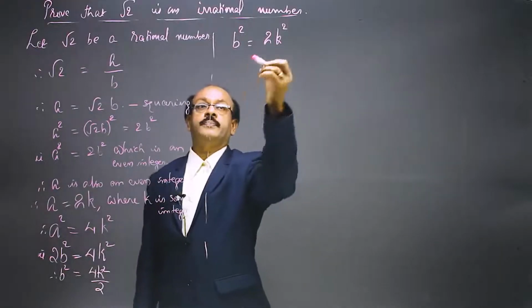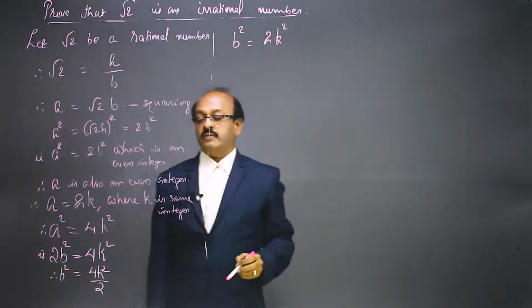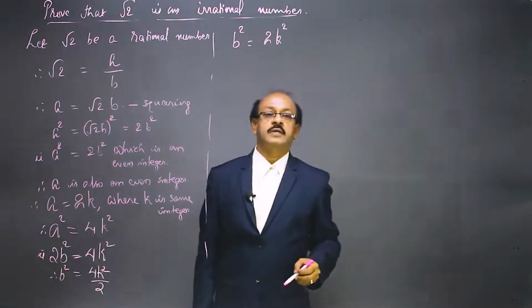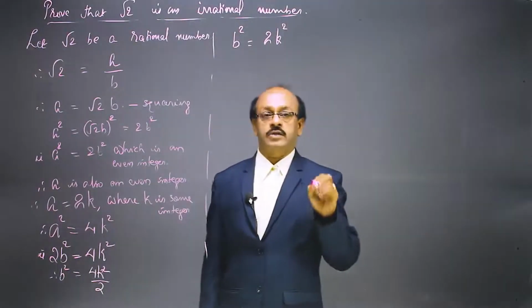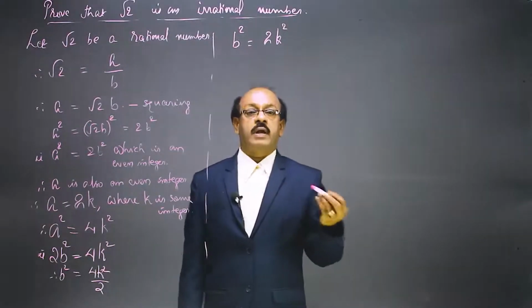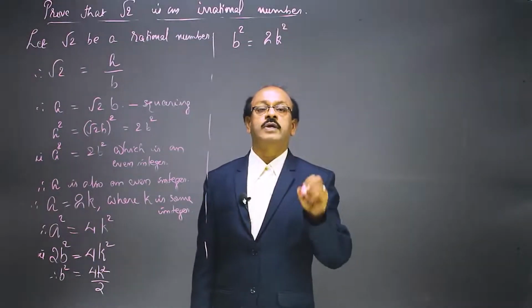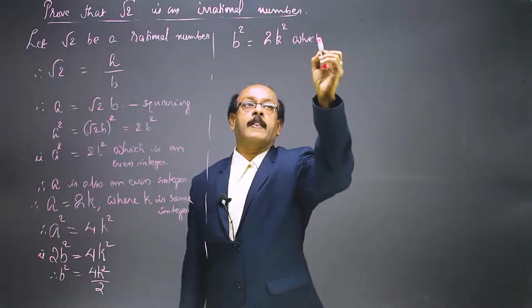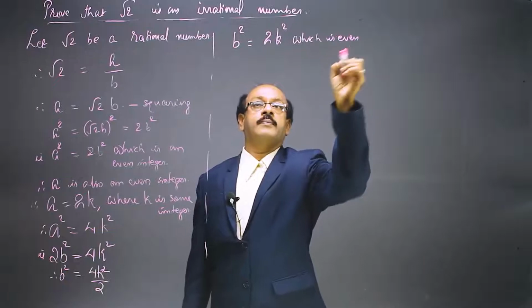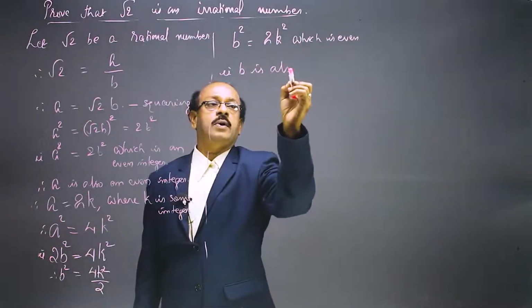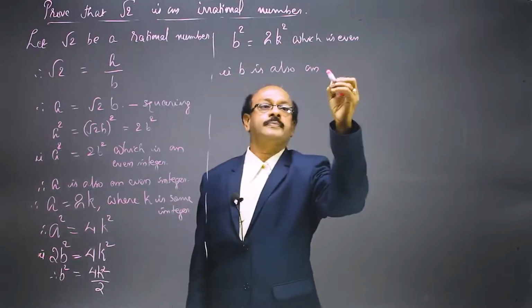That means b square is an even integer. Since k square is an integer, 2k square is also an even integer. When an integer is multiplied by 2, it becomes an even integer. That means b is also an even integer.